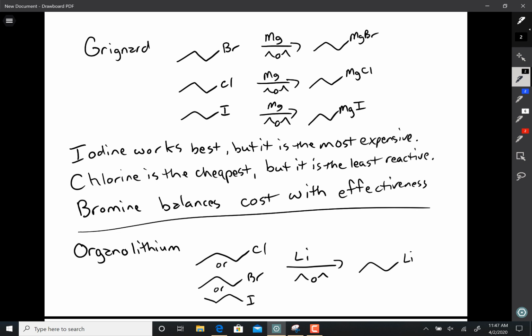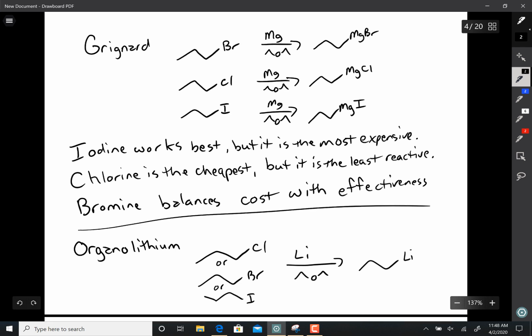The mechanism of this is a radical mechanism called a single electron transfer type mechanism. We're not going to worry about that. You don't have to worry about this mechanism for this course. Reactivity-wise, and I'm just going to use MgBr for Grignards. Know what applies to MgBr also applies to MgCl and MgI.